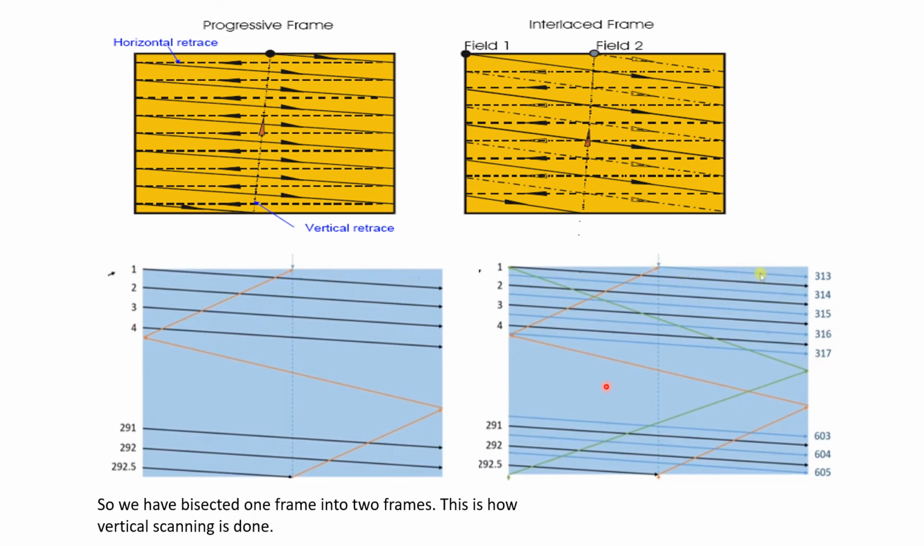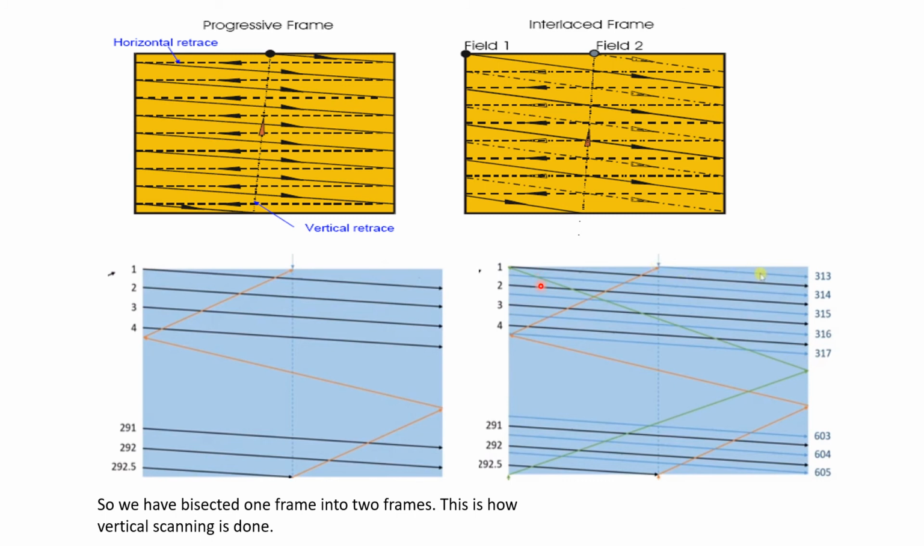In the second field, where we stopped here, the scanning has to occur again from here, for another 292.5 lines. So 313 again, then 314, 315, 316, 317, and so on. It will occur up to 605. Scanning has occurred till here. Again you can see the green color, which is the portion for the vertical retrace, and again there will be 20 inactive lines during this vertical retrace portion.